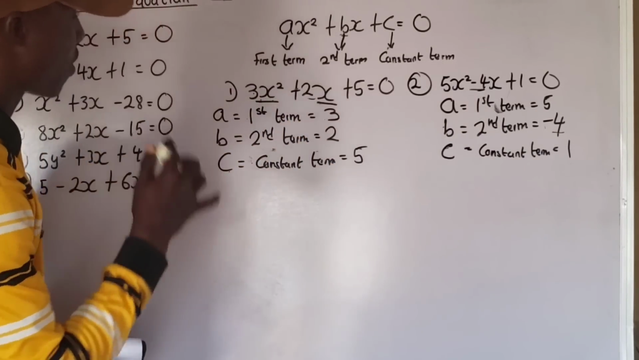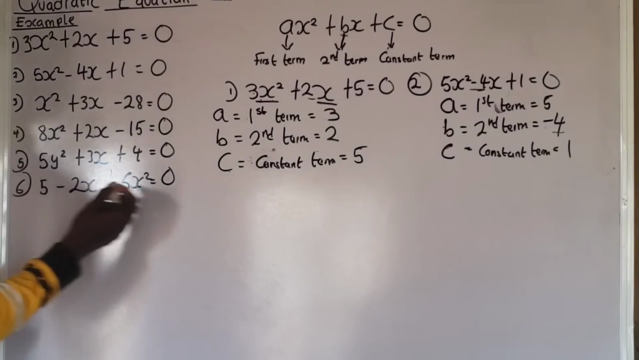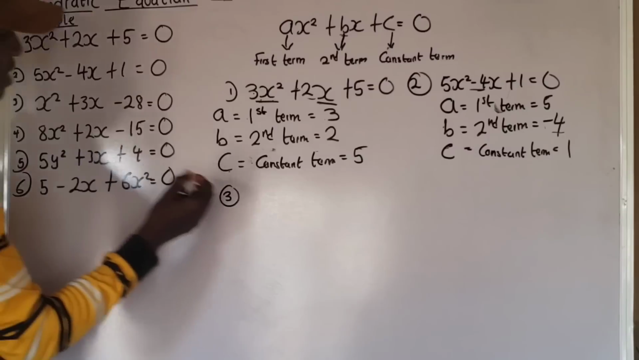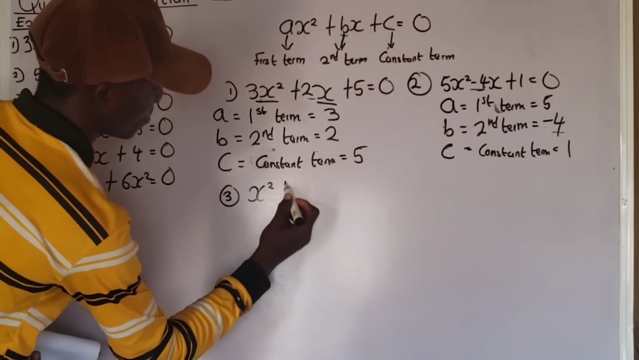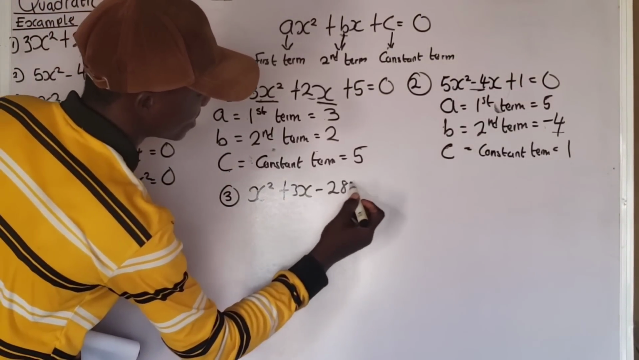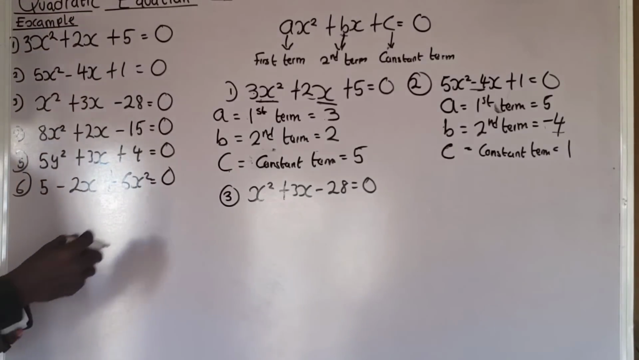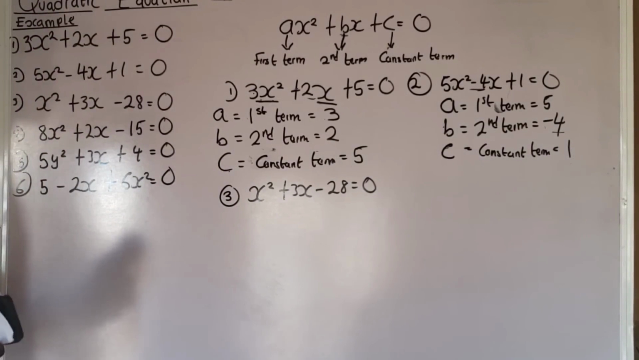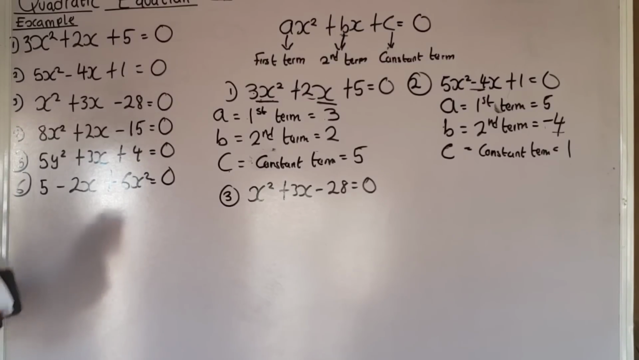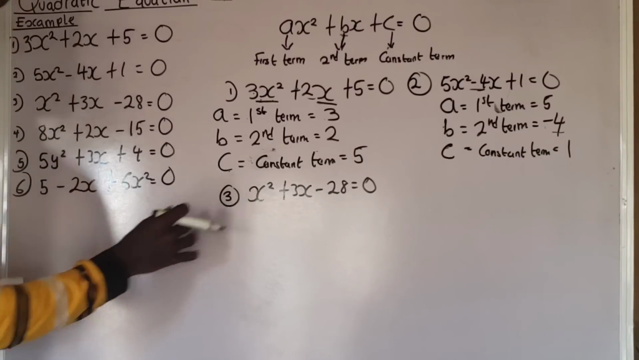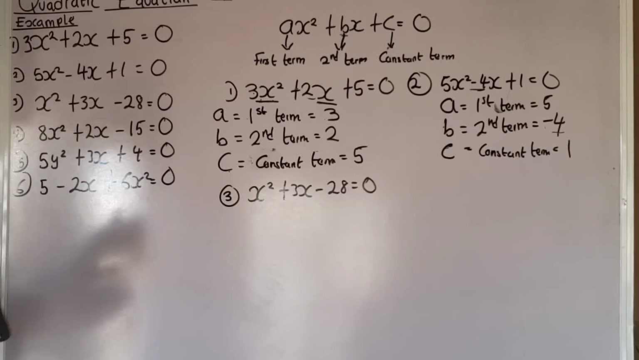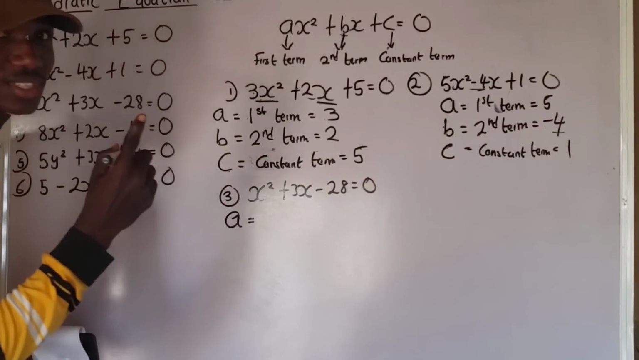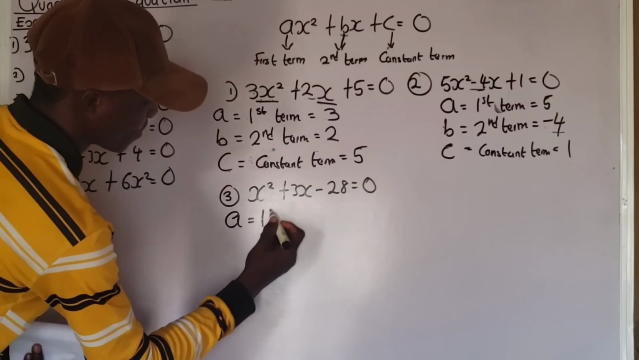Okay? So, now, we are done with 2 questions. Let us deal with the third question. We have x squared plus 3x minus 28. Now, the first term in this quadratic equation is the coefficient of x squared, because x is the unknown in this quadratic equation, and the coefficient that belongs to the highest power of the unknown is the first term. So a equals 1. You understand? First term.